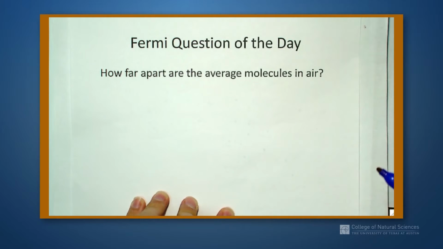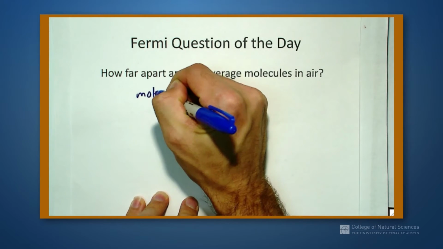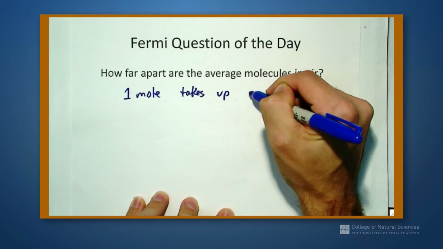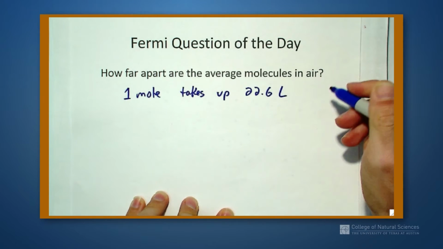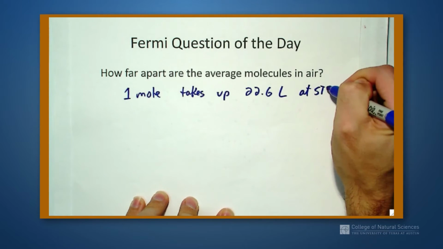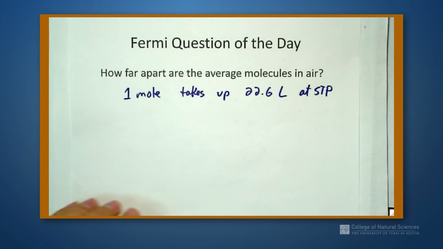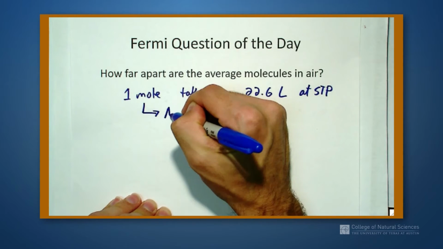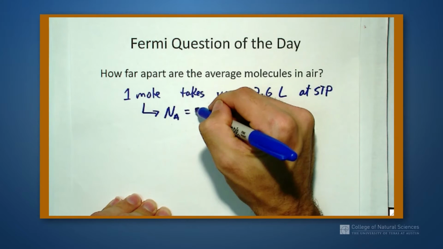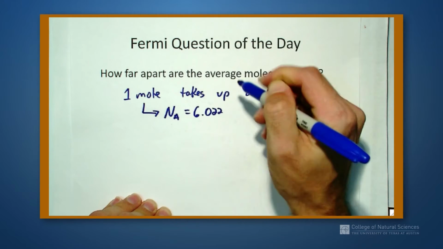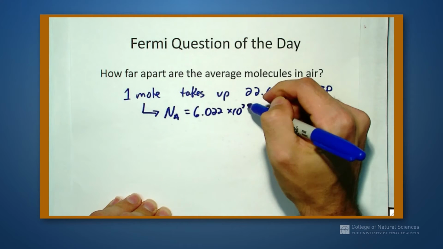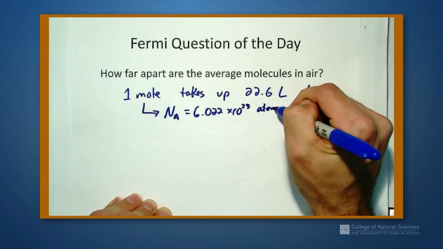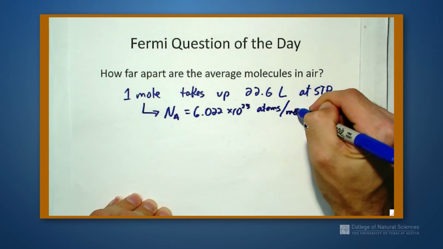what the concept of a mole is. So I know that 1 mole takes up 22.6 liters at standard temperature and pressure. So if we have 1 mole of molecules, and I know that 1 mole of molecules has Avogadro's number of molecules, 6.022 times 10 to the 23 atoms per mole.